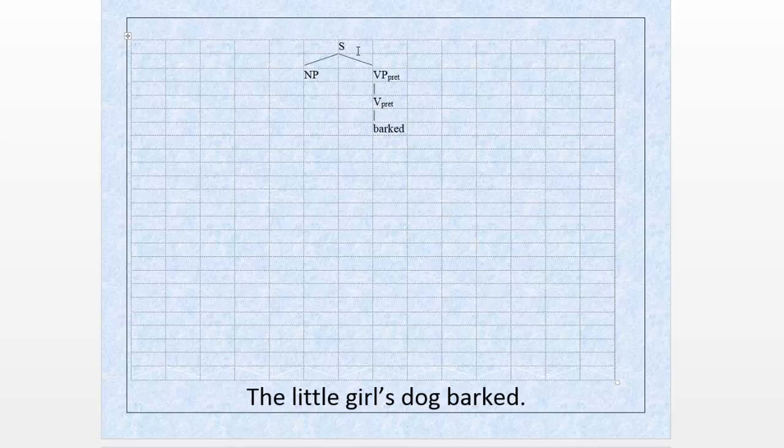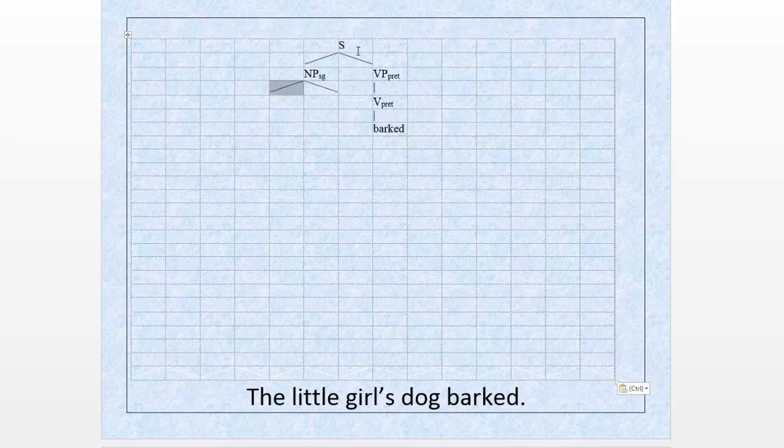Over here, our subject is the little girl's dog. What kind of subject is that going to be? Well, it's ultimately going to be a singular noun. It barked, or she barked, or he barked. So it's singular, and it consists of two parts. Now, usually we've had a determiner, but instead of having a determinative, now we've got an NP-gen. So we've got that NP-gen there for the little girl's. It's going to combine with a nominal, which is just going to consist of the word dog. So we've got that there.